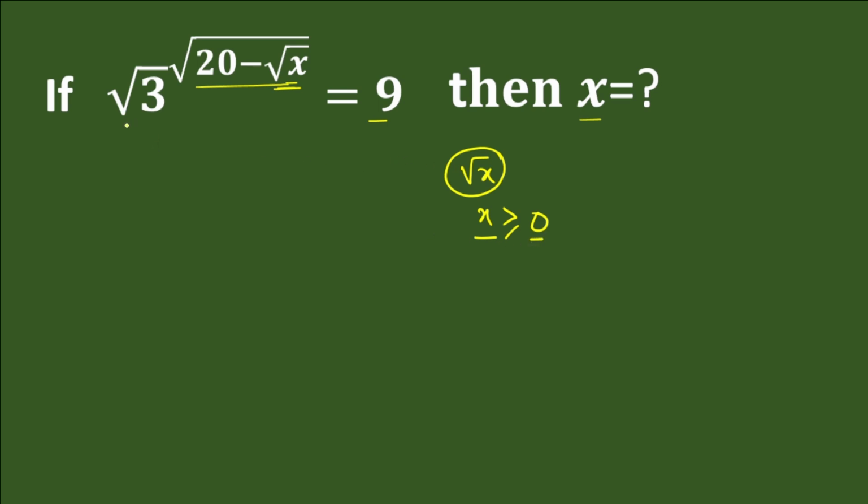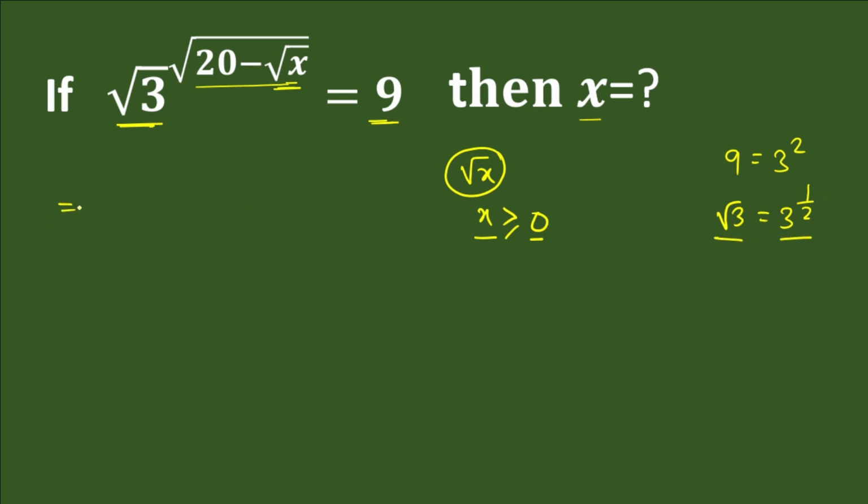Now moving to the next. Here the base is square root 3, and in the right hand side we have 9. Now we can manipulate 9 as 3 square, right? 9 we can write as 3 square. In the left hand side we have square root 3, and we can write square root 3 as 3 to the power 1 by 2, right?